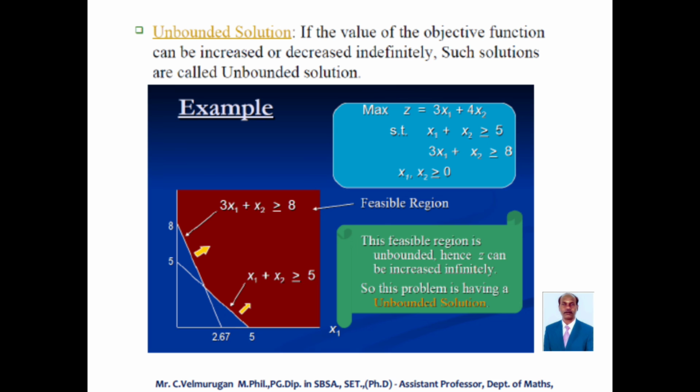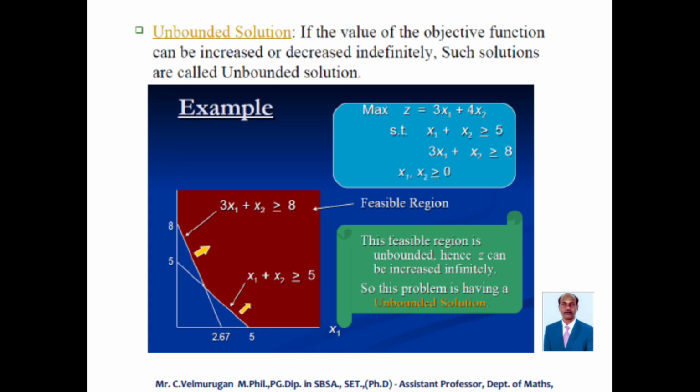So now we can discuss some other kind of problem, the unbounded solution. If the value of the objective function can be increased or decreased infinitely, such a solution is called an unbounded solution. If we consider the example z is equal to 3x1 plus 4x2, what are the constraints? x1 plus x2 greater than or equal to 5, 3x1 plus x2 greater than or equal to 8. The non-negativity constraints: x1, x2 greater than or equal to 0.